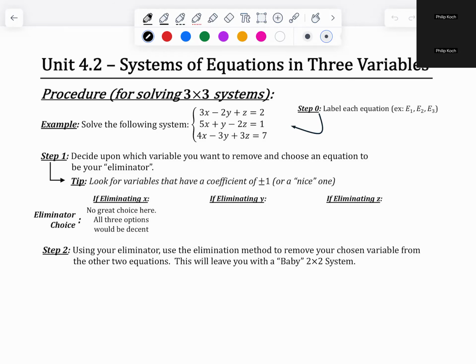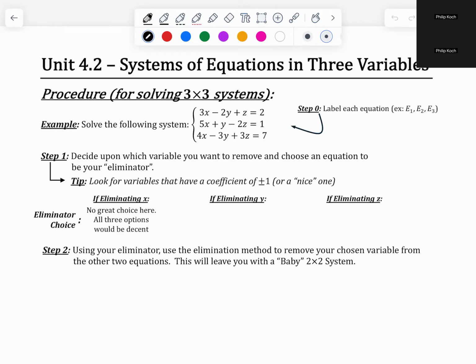All right. So 4.2 now. This is just a continuation of what we just did. It's an abstractification of it. It's just bringing on one more variable. So I'm going to go over the procedure because it's nothing really new. It's just solving the same type of concept, but now instead of two variables, three variables.